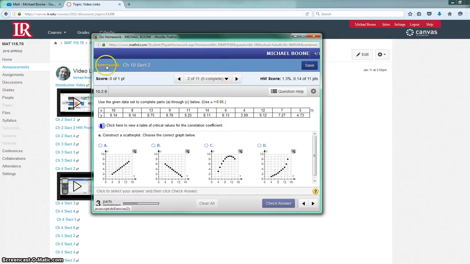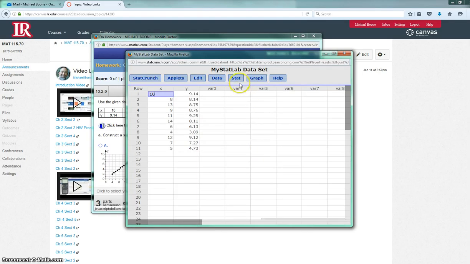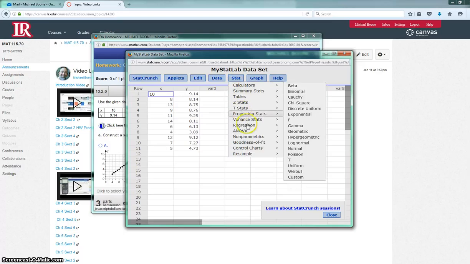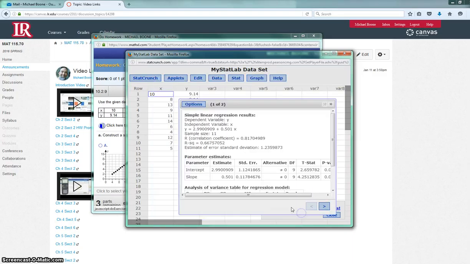Alright, so we've made it to chapter 10, and so we're looking at correlation and regression. This is just a table of information, and we're going to construct a scatter plot. I'm going to open our data into StatCrunch. If I wanted to make a scatter plot, I could go to scatter plot. But where I'm going to recommend that we go whenever we're doing chapter 10 material is regression and simple linear. We're going to say the x variables are our x terms and our y variables are our y, and we're just going to compute.